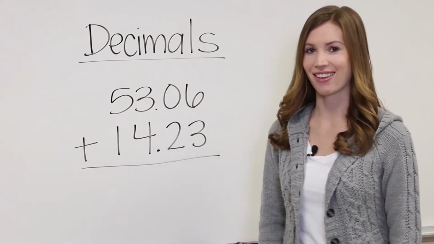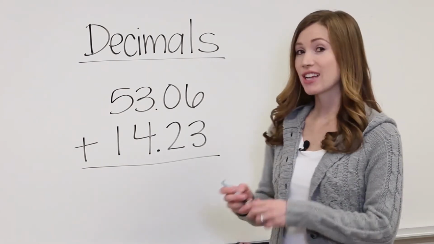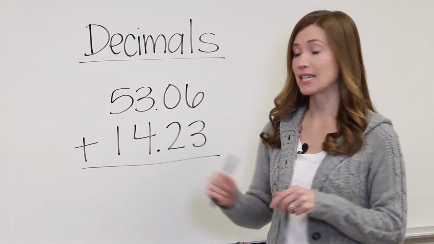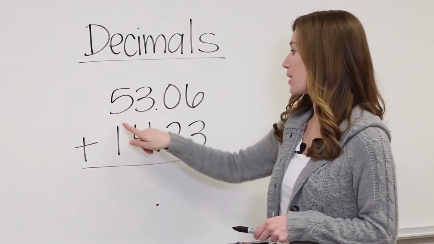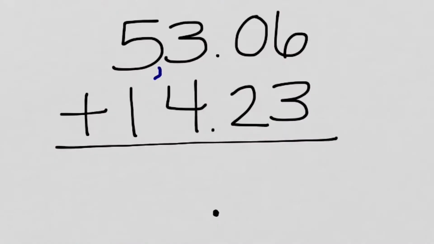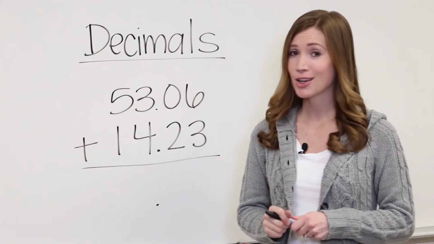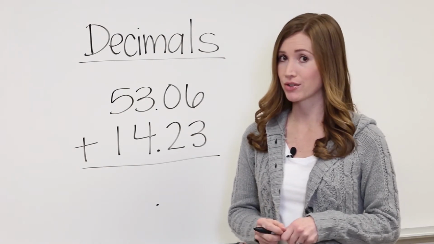Are you ready to add these decimals? Okay, let's do it together. Now, the first step when we add decimals is to bring down our decimal point. If we don't account for this decimal point, that's like saying you're buying a video game for $5,306 plus a video game for $1,423. So the decimal point really matters.